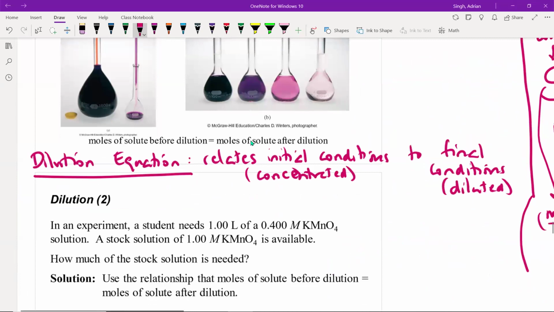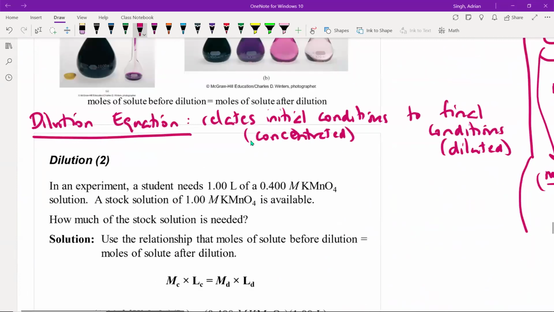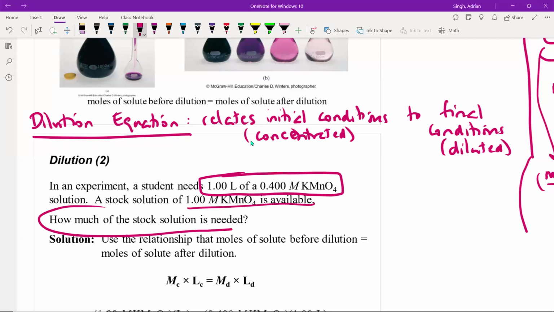which makes the concentration decrease. All right, so let's take a look at a couple of examples. So it says, in an experiment, the student needs 1 liter of a 0.4 molar KMnO4 potassium permanganate solution. A stock solution of 1 molar is available. How much of the stock solution is needed, right?